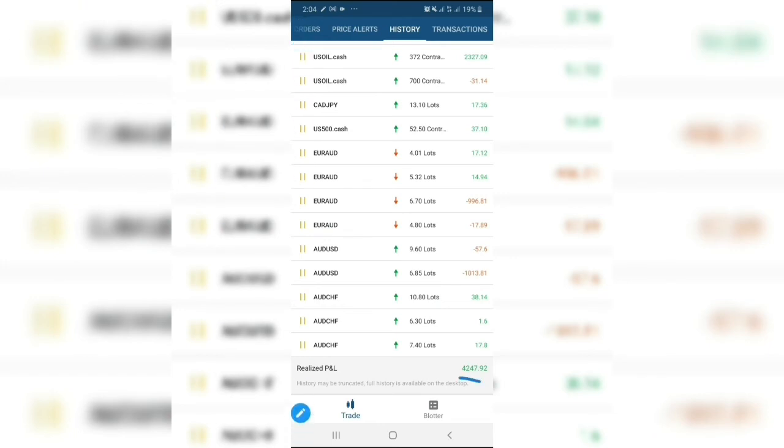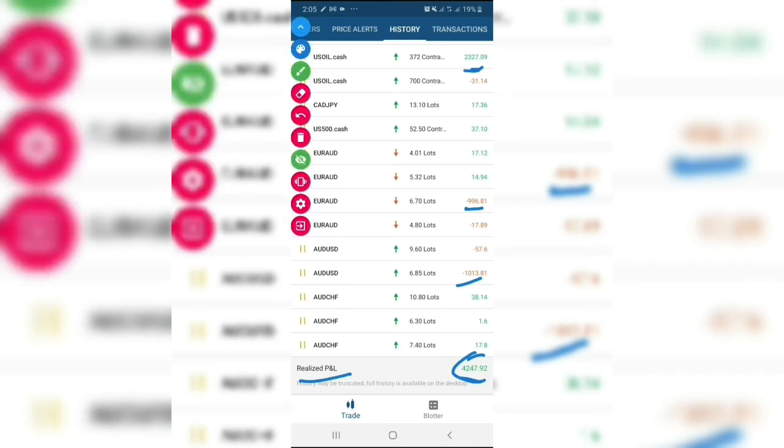So this account is currently up 4.2%, if you can see it down here as realized P&L. This account started with losses, just like the other account. We started again with an Australian dollar, US dollar. We took a loss of 1,000 US dollars, then another loss of almost 1,000 US dollars. Are you seeing, traders? Then we came up and traded US oil and made a profit of 2,300 US dollars. Are you seeing it up here? Okay, guys. So we continued.